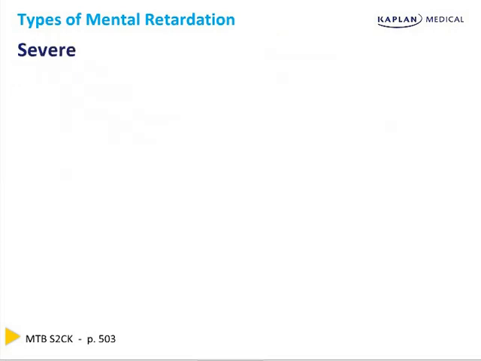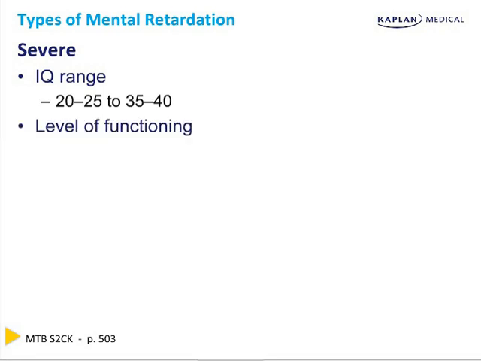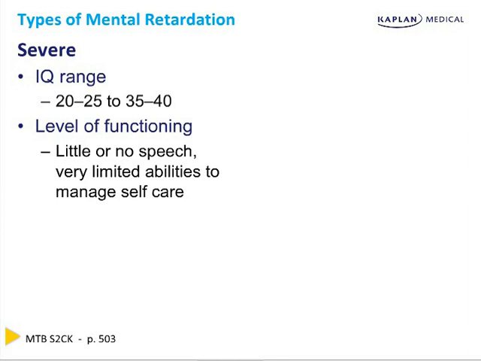So moving down the range, and you would expect there to be congenital or genetic defects leading to this type of mental retardation. In severe, you'd get an IQ between 20 to 40. The level of functioning is going to be greatly depressed. There's going to be little or no speech, very limited abilities to manage self-care.